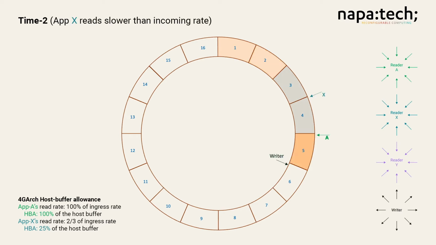Application A and application X read as fast as they can, where application X is the slowest and cannot keep up with the received data rate. Application A processes according to the incoming rate. Application X has finished segment 3 and continues to segment 4, whereas application A has finished segment 4 and continues to segment 5, which has just been made available by the writer.